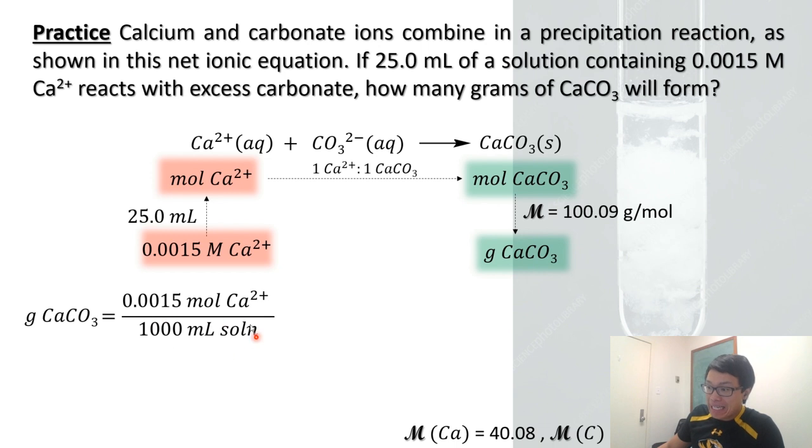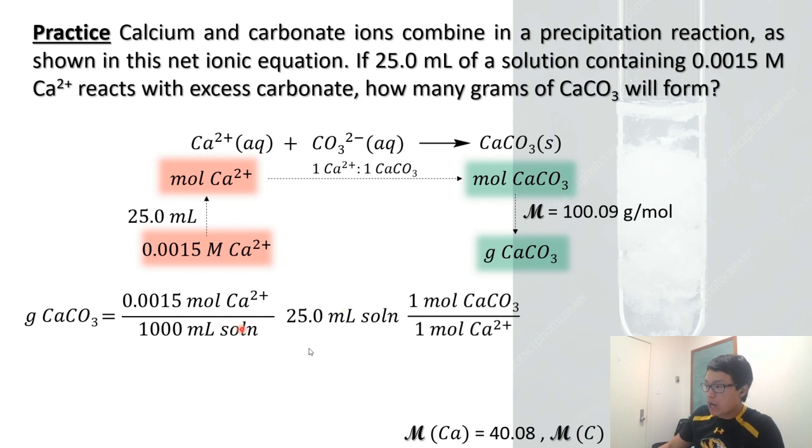Just get rid of milliliter. Do we have any other milliliter? Right there, 25 milliliter, times 25 milliliter, they cancel out. So you get to mole of calcium ion. Now, mole of calcium ion to mole of calcium carbonate, the 1 to 1 ratio: put mole calcium ion at the bottom and mole of calcium carbonate at the top, so they cancel out. And last one, mole of calcium carbonate to grams of calcium carbonate. So put mole at the bottom, molar mass at the top.